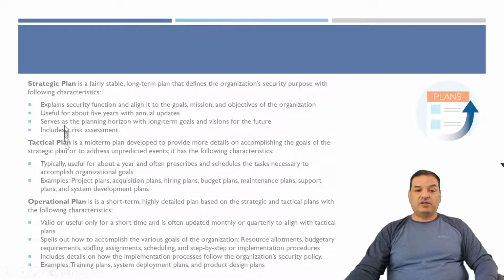And then there are definitions of these terms. The strategic plan explains the security function and aligns it to the goals, missions, and objectives of the organization. It is useful for about 5 years, as we talked about, and long-term goals of the organization are covered in it. I think we talked about the tactical plan. This includes project plans, acquisition plans, hiring plans, budget plans, maintenance plans, support plans, system development plans, etc. Operational plans, for example, might include training plans, system deployment plans, and product design plans.